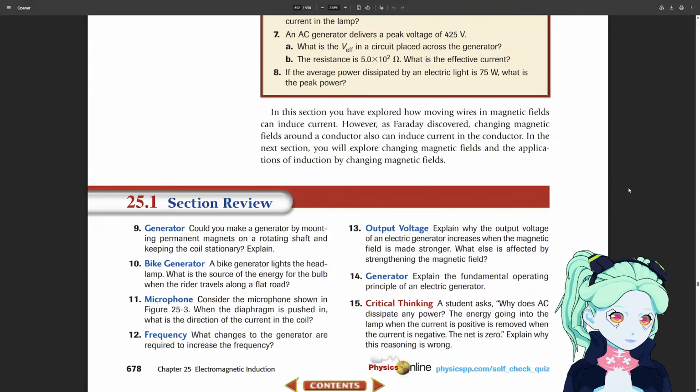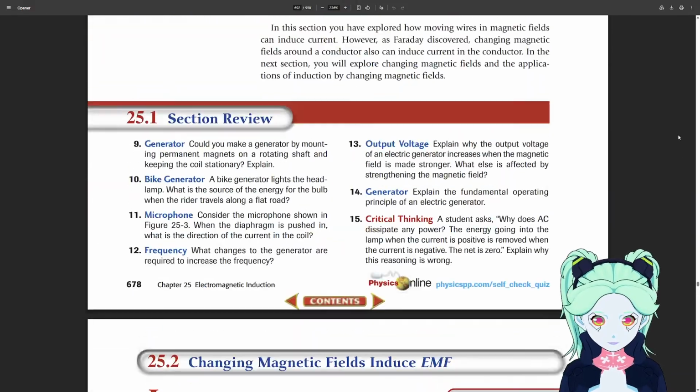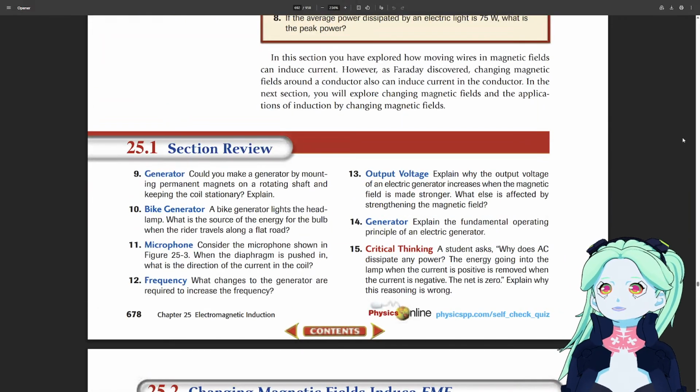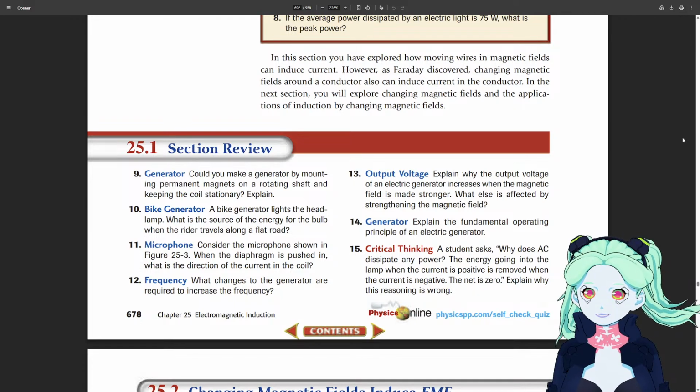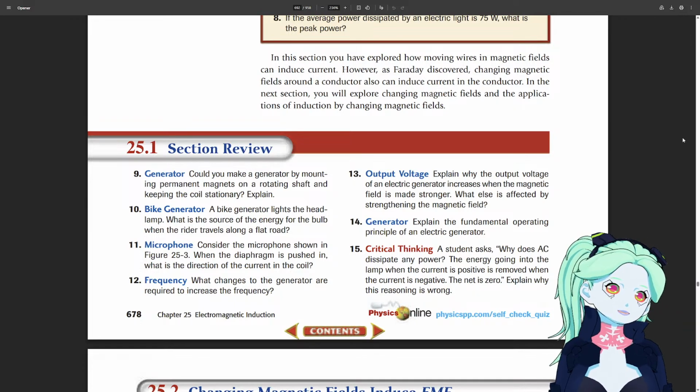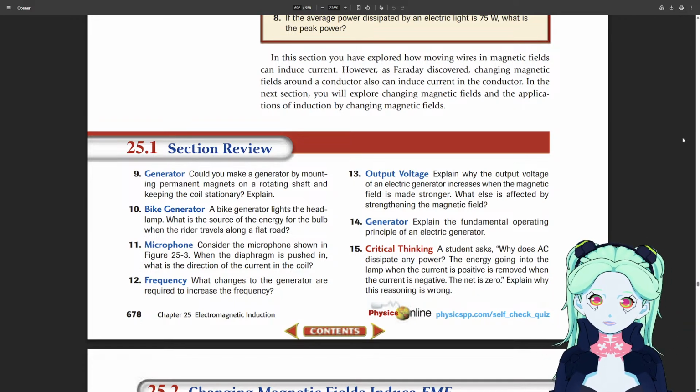Okay. So, section review. Generator. Could you make a generator by mounting permanent magnets on a rotating shaft and keeping the coil stationary? No. A bike generator? No.